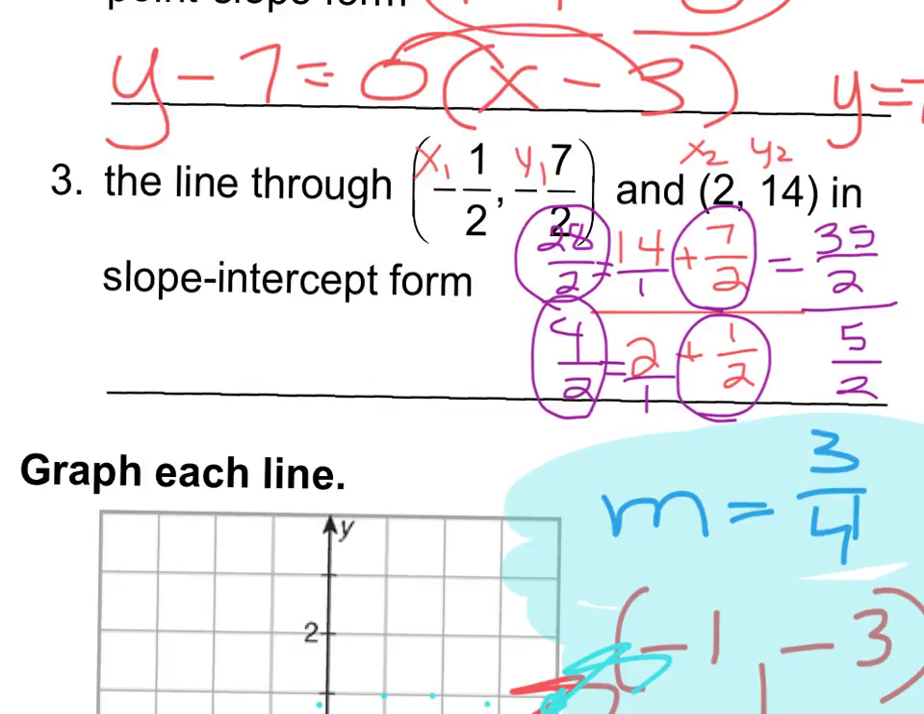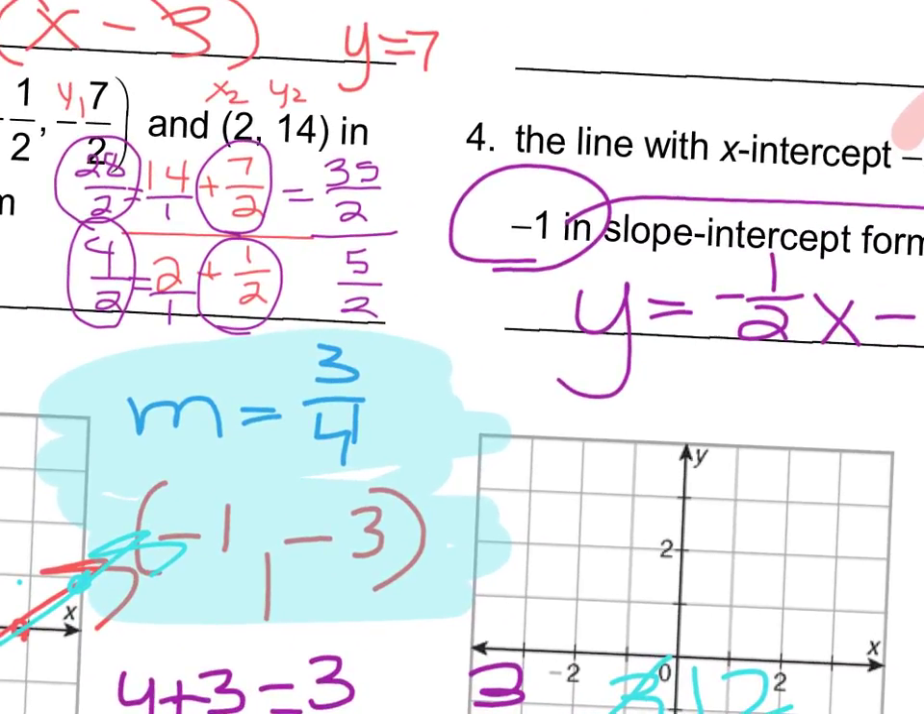And a fraction divided by a fraction, I would do keep, change, flip. So divided by 5 halves is the same thing as multiplying by 2 fifths. These cancel. 5 goes into 35 7 times, and that's my slope.